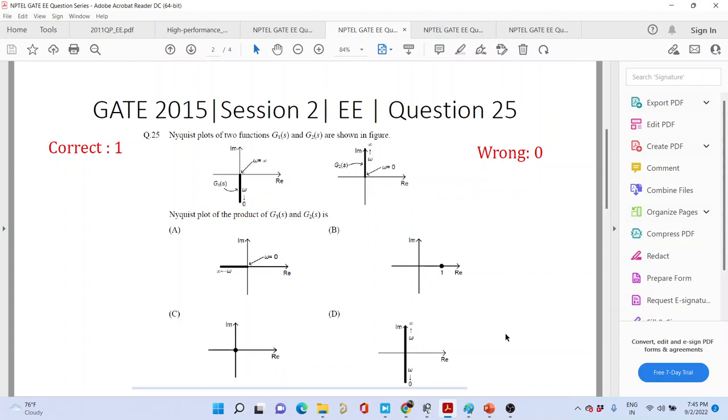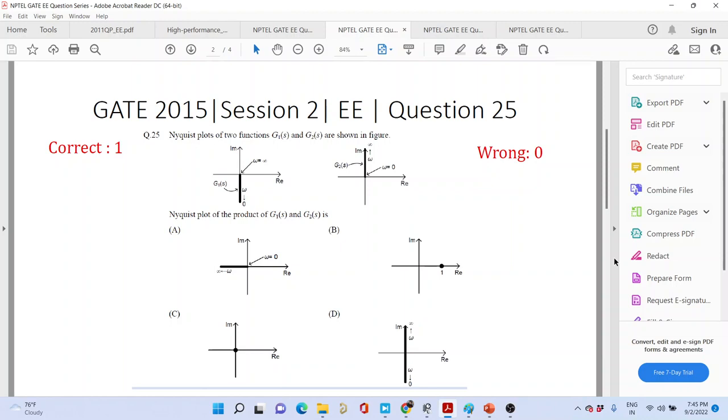B might be okay. How are you saying it is B? For the second graph, for omega 0 to infinity, it goes to 90 degree.